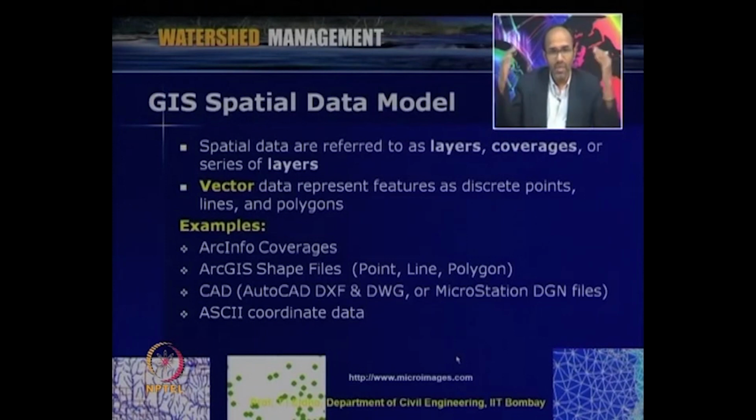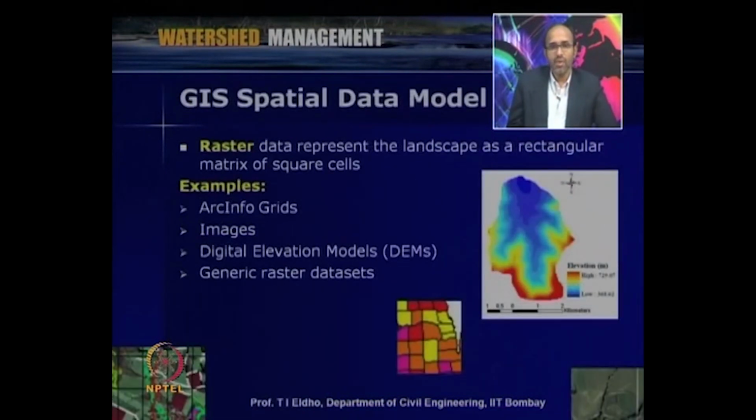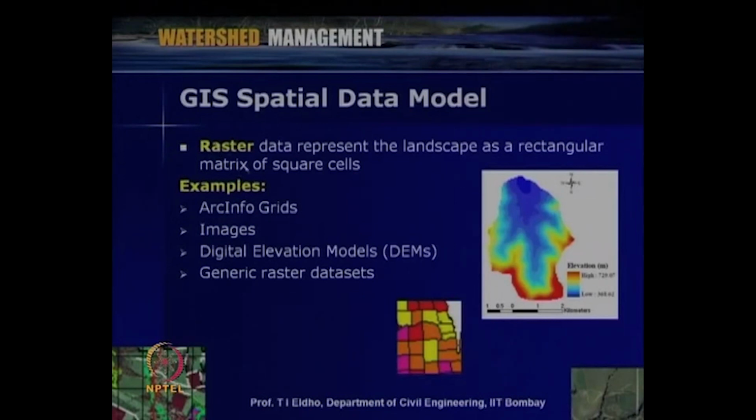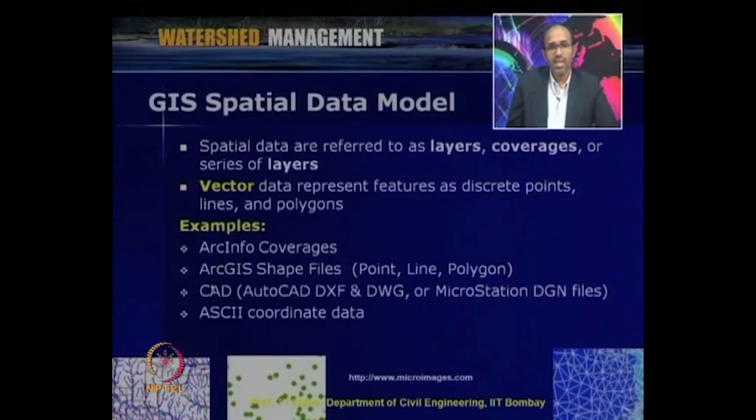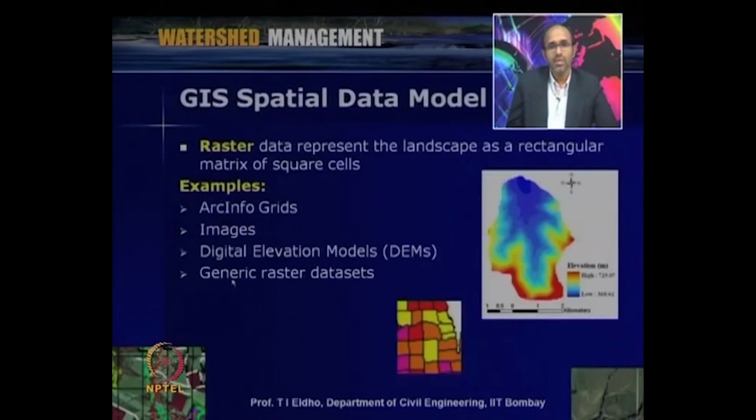So, like that various spatial data modeling can be done within the GIS environment. As I mentioned, the data can be either raster based or vector based. As far as raster is concerned, raster data represents the landscape as a rectangular matrix of square cells. We represent the system as a rectangular matrix of square cells, and then within that grid how the variation of various parameters is taking place. So, that is the raster representation. In the last slide we discussed the vector variation, and now the raster variation.